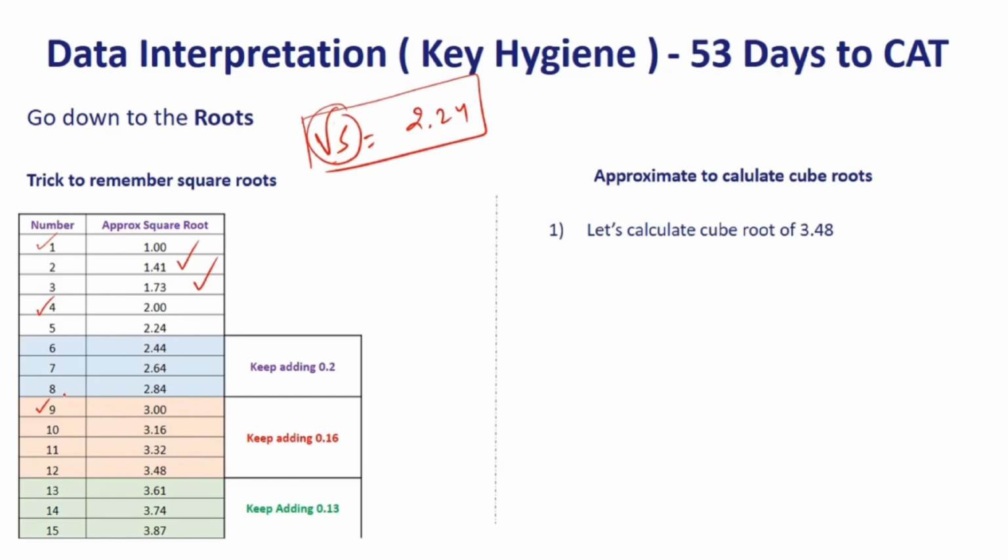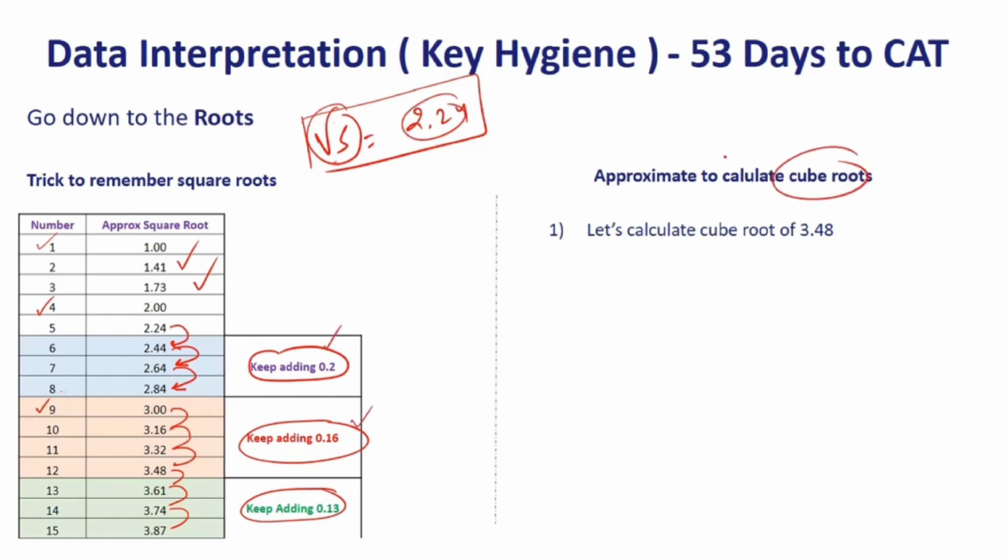Once you know root 5, all you have to do till 8 is keep adding 0.2. So you add 0.2 here to 2.44, add 0.2 to 2.64, add 0.2 to 2.84. So these are the keep adding 0.2 club, right? Now root 9 is 3, you already know it. After that you have again 3 numbers where you keep adding 0.16 club. Keep adding 0.16, again 0.16, 0.16. So root 12 is 3.48. And after that you have the keep adding 0.13 club. So you add 0.13, 3.61, 0.13, 3.74, 0.13.